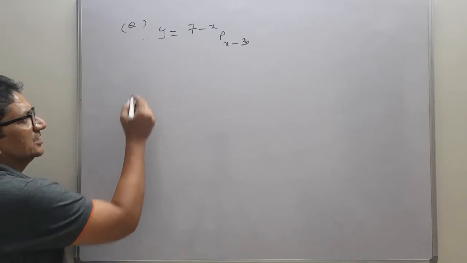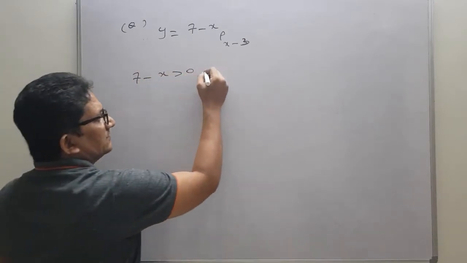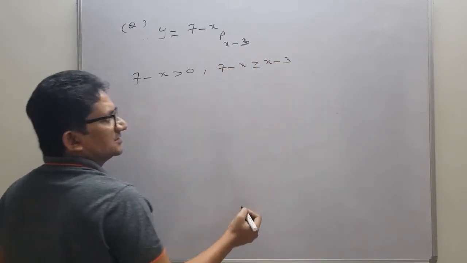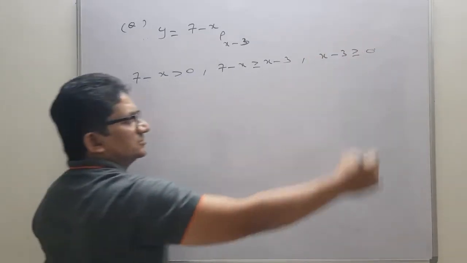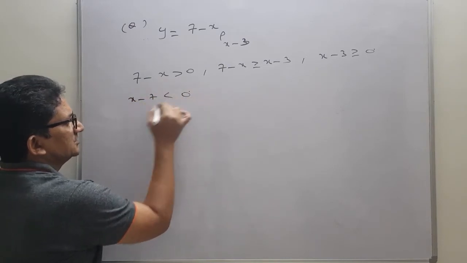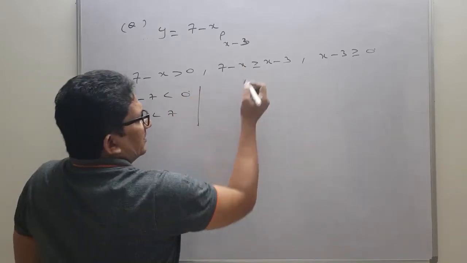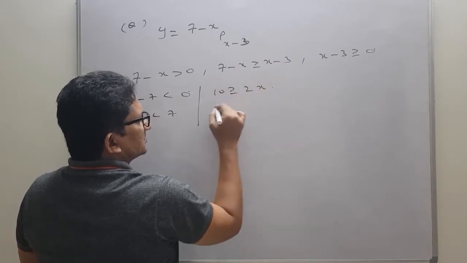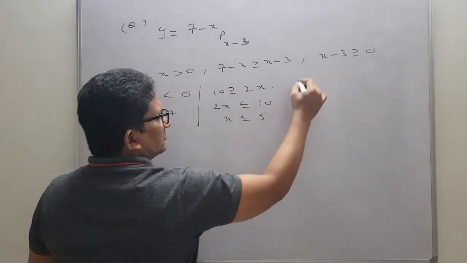We will get three conditions here. First condition is 7 minus x should be greater than 0. Next is 7 minus x should be greater than or equal to x minus 3. And the next condition is x minus 3 should be greater than or equal to 0. 7 minus x greater than 0 means x is less than 7. While solving the next one, we get 10 is greater than or equal to 2x, so x is less than or equal to 5.